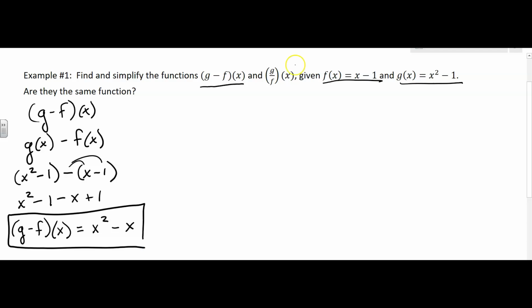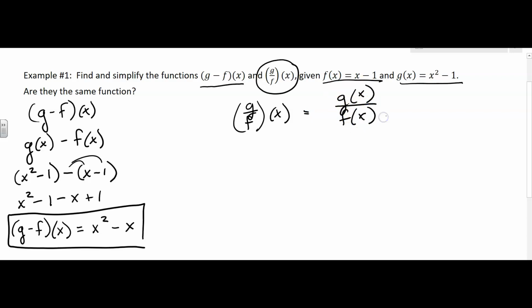Okay, now we're going to do this one, g divided by f of x. So that's going to mean g over f of x is going to be g of x divided by f of x. We do have to remember that f of x cannot equal 0. We can put that over to the side. I don't know that that's going to be a big deal on this particular problem, but okay, we can figure that out, and we'll do that later on. Okay, so let's see what g of x is. X squared minus 1, and f of x was x minus 1.